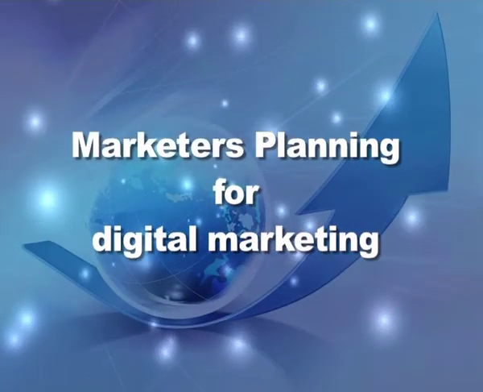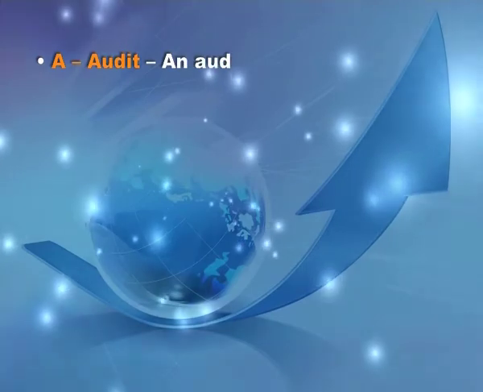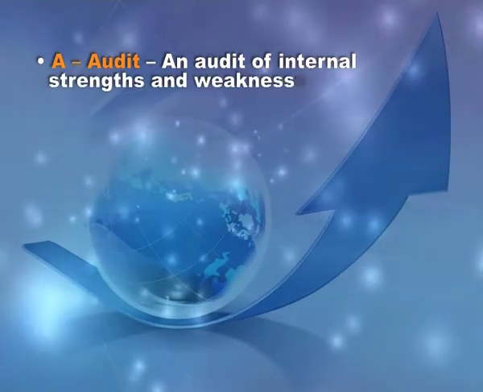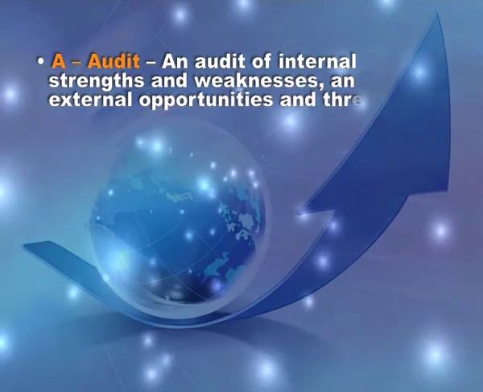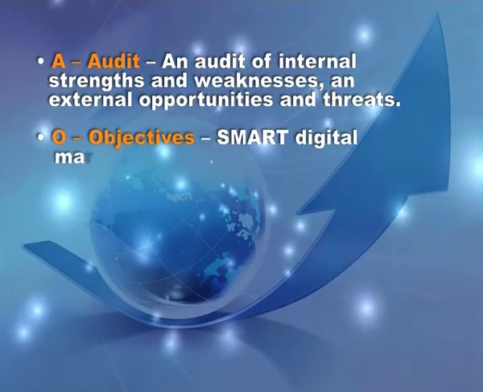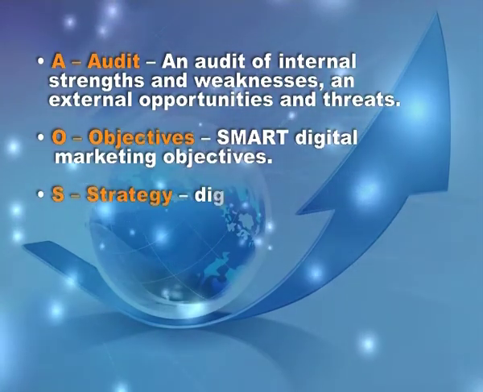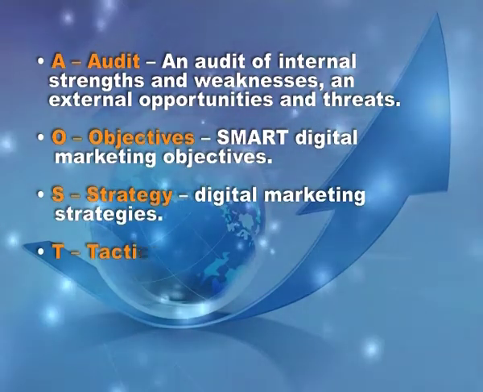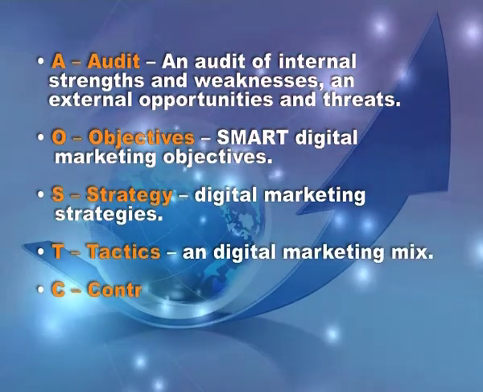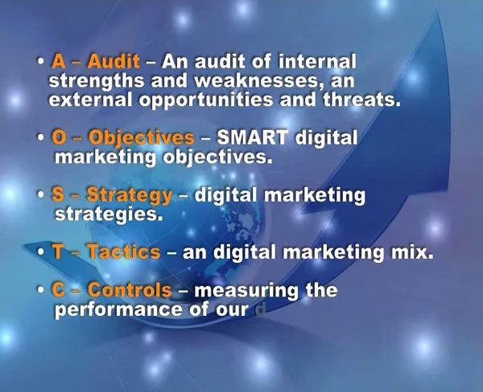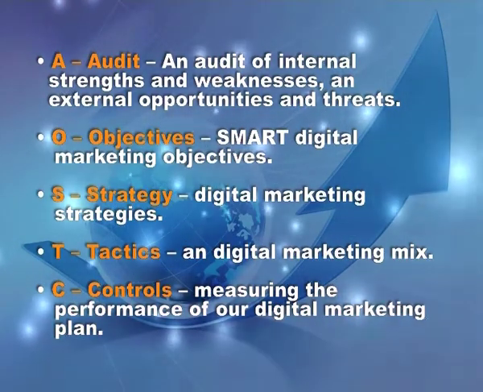Marketers planning for digital marketing. The marketing plan in either case is the next step, whether focused upon digital marketing or all marketing. The tailor-made digital marketing plan conforms to the acronym AOSTC, which is described as: A, Audit, an audit of internal strengths and weaknesses and external opportunities and threats. O, Objectives, SMART digital marketing objectives. S, Strategy, digital marketing strategies. T, Tactics and digital marketing mix. C, Controls, measuring the performance of our digital marketing plan.